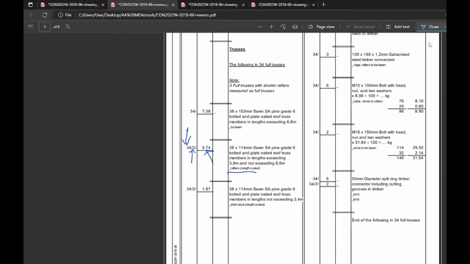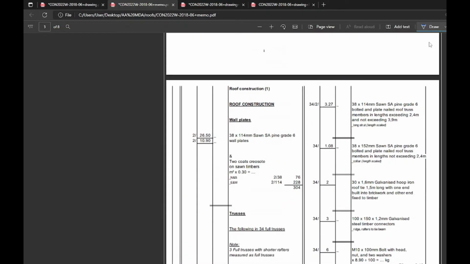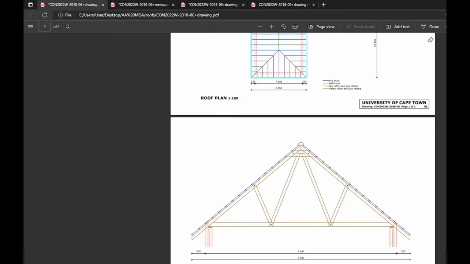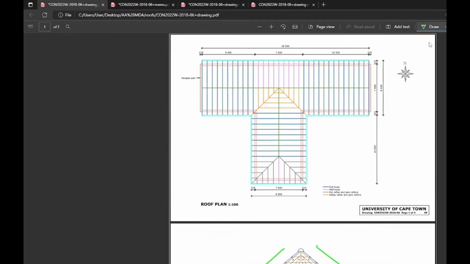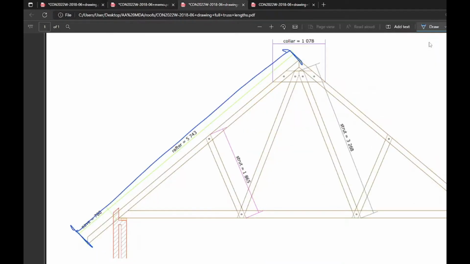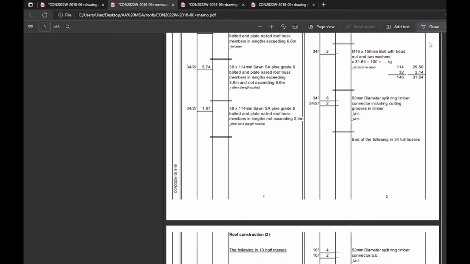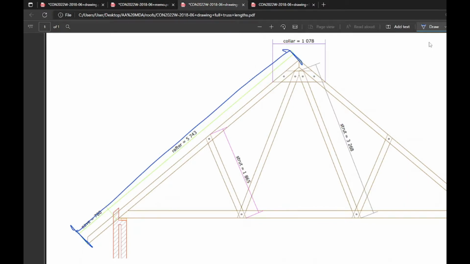Just remember your description. It happens to be, in this example, the same timber as what we have in our wall plate. It's not always the same. Okay, so maybe I should just go over this. It's 2 per truss, 34 trusses. Obviously, 1 on that side, 1 on that side. You apply it to your previously counted 34, and then you have your description completed. Okay, 1.87 meter strut.